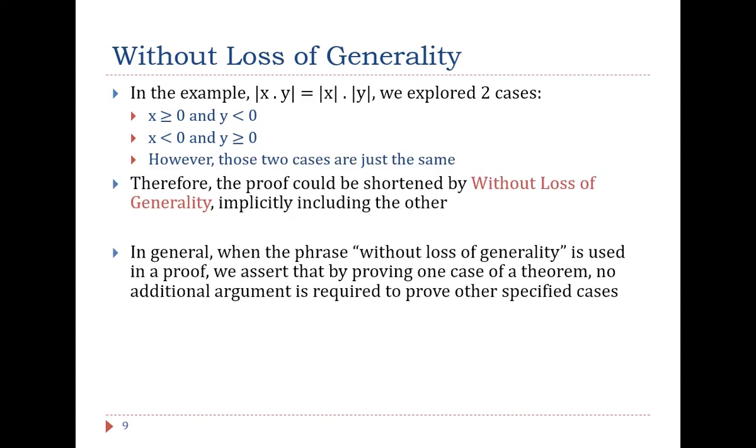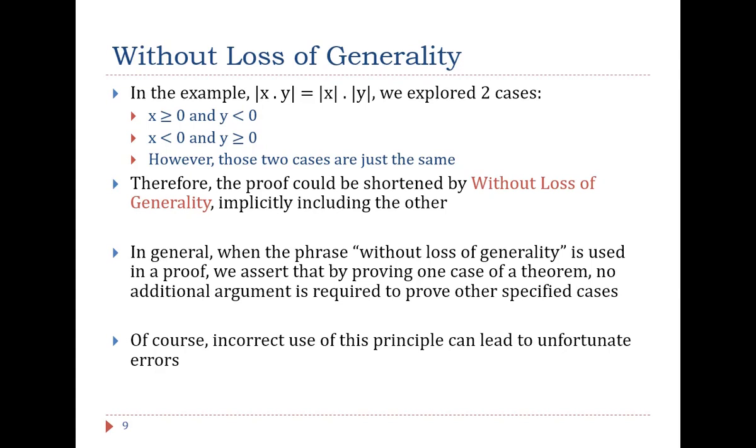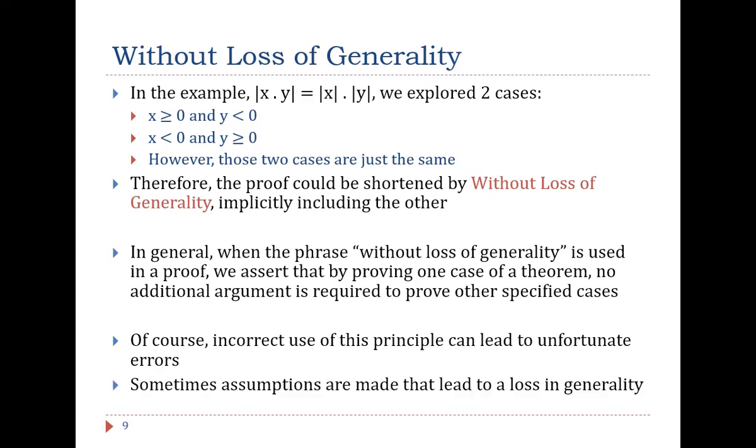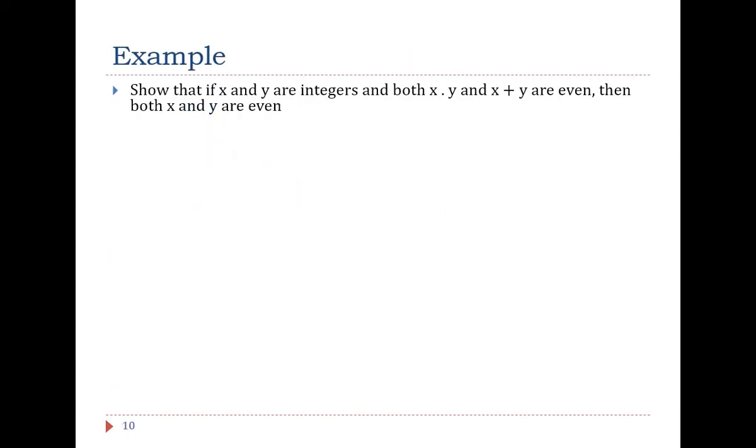So in general, when the phrase without loss of generality is used in a proof, we assert that by proving one case of a theorem, no additional argument is required to prove other special cases afterwards. Of course, incorrect use of this principle can lead to unfortunate errors. So use it wisely. Do not abuse this rule. Sometimes assumptions are made that lead to a loss in generality. Example: show that if x and y are integers, and both x times y and x plus y are even, then both x and y are even.